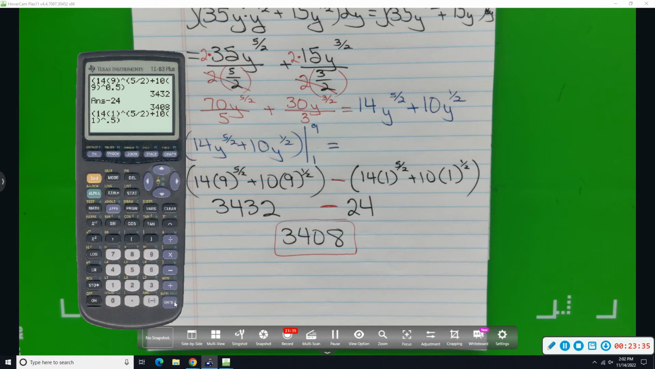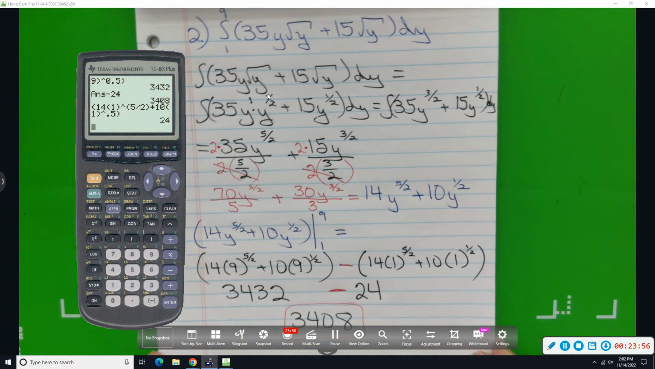My mental arithmetic said it was 14 plus 10, which is 24. I sure hope that's what the calculator gives me. Otherwise, that'd be sort of embarrassing. Yep, sure enough, there it is. 24. Any questions there? As soon as you find the antiderivative, the rest is just number crunching.